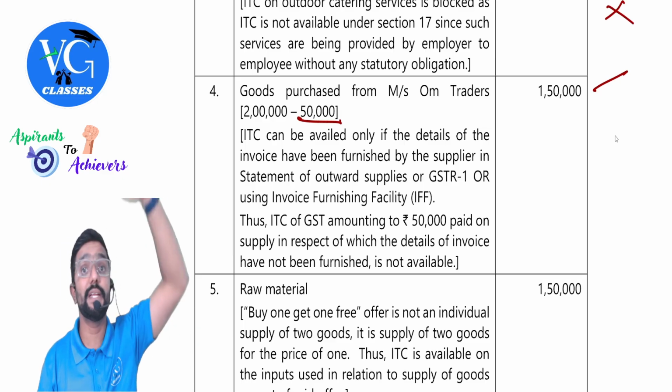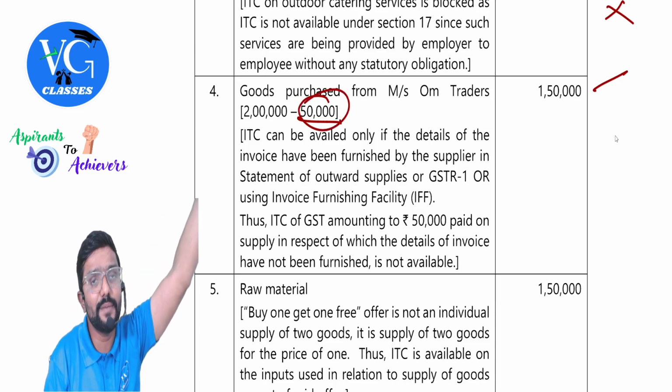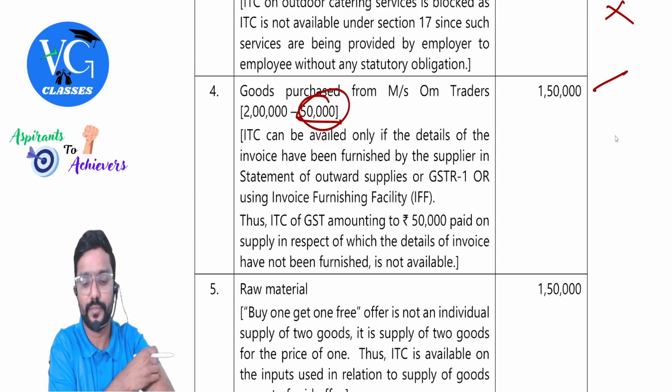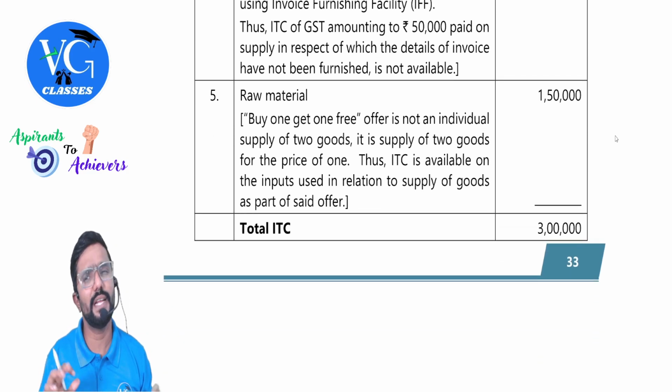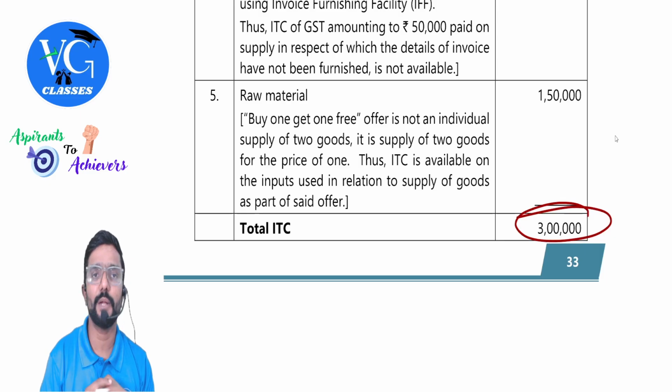Sir, what if the supplier gives the details in GSTR-1 of the next month or the next to next month? Can the recipient claim the credit of this? Yes. Once the supplier gives the details, we can get it. Okay, sir. Then raw material, buy one get one. Sir, can you claim full credit? Yes, full credit is available. That is just a pricing strategy followed by them that will not affect our ITC. Full 150 is available. So what is the total ITC available for a month?